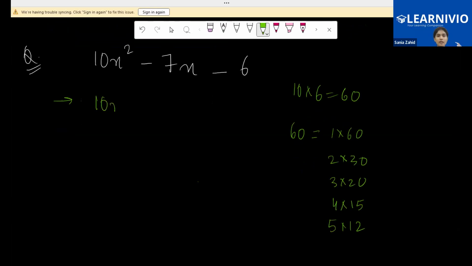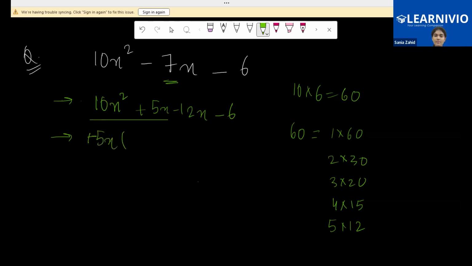5 and 12. So tell me, how should I break down minus 7? 10x squared plus 5x minus 12x minus 6. Very good. Okay, that's it, Umayma. Now common, who will tell me? How do we take common? Hafsa, do you want to tell us? Ma'am, common is plus 5 and minus 12. So Abdullah, first tell me for this one, what will I take common? For 10x plus 5x, I'll take 5x common.